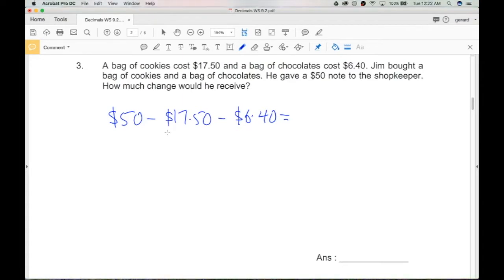50 minus 17.5 minus 6.4. Right, answer will give you, wait, sorry, the ugly, $26.10. Alright, please note that $26.10, you have to put a 10 here. Okay, when it comes to money, you always need to have 2 decimal places. $26.10. Right?